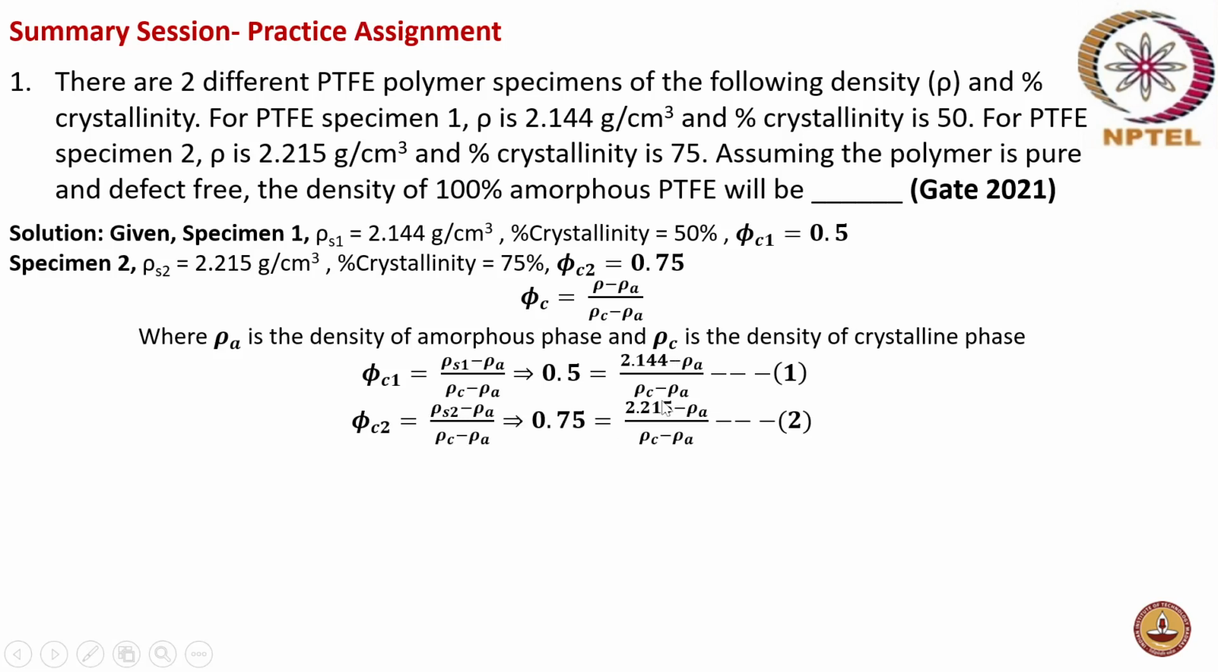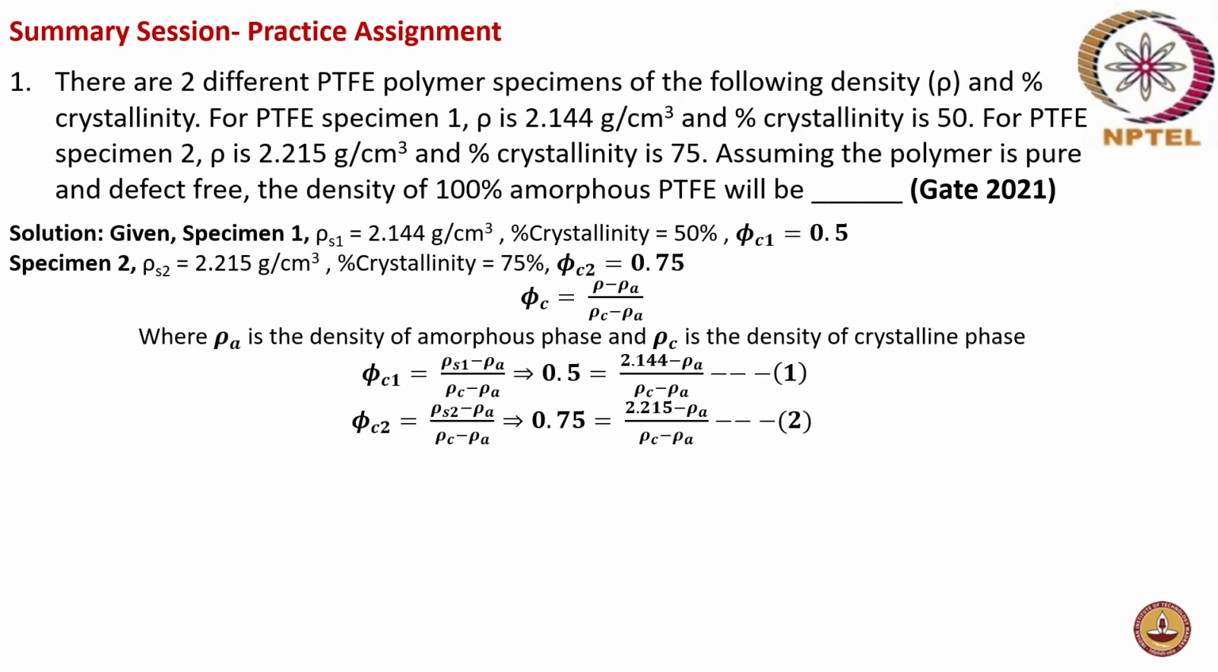Similarly, for specimen 2, you have 75% crystallinity. So your fraction is 0.75 and your rho S2 is nothing but 2.215. So you now have two equations. From these two equations, you can find out the density of the amorphous polymer. So how can you find that out? There are two unknowns: the crystalline phase density is unknown and the amorphous phase density is also unknown.